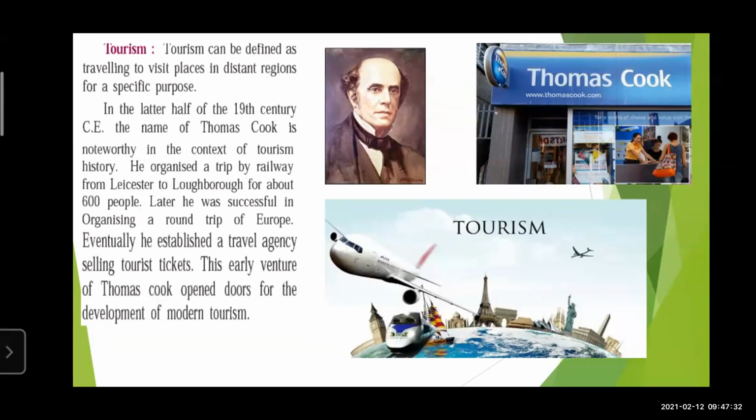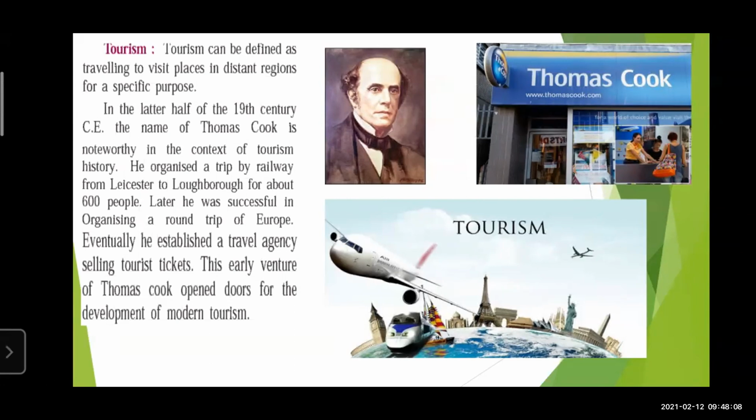Round trip means one flight to the destination and another flight back from that destination, onward flight and return flight, both. So he was successful in a round trip for Europe. Eventually, he established a travel agency selling tourist tickets, with the name of Thomas Cook. You might have heard the name of this travel agency as well. This early venture of Thomas Cook. Venture means a new project.